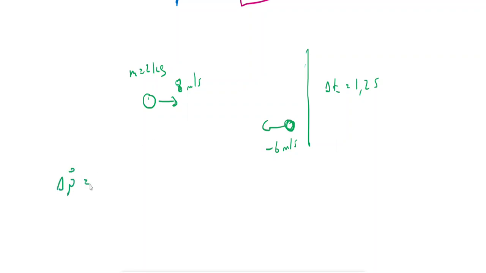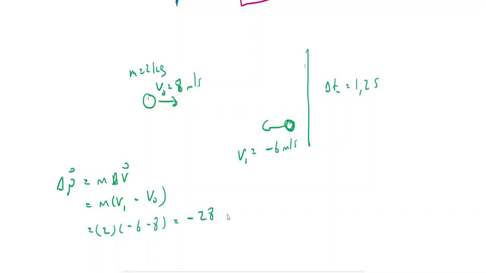So the change in momentum will be given by m delta v, which is just m times v1 minus m times v0. If I call this v0 and I call this v1, we could just put brackets here. This is going to be 2, and then this one is minus 6 minus 8, which is basically going to be minus 14 times 2, sorry. And then this is going to be minus 28 kilogram meters per second.